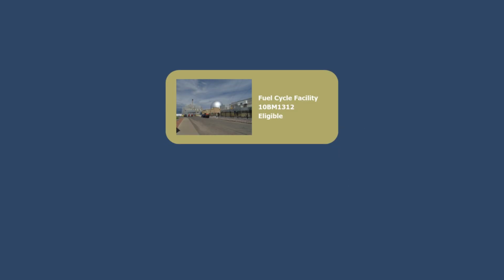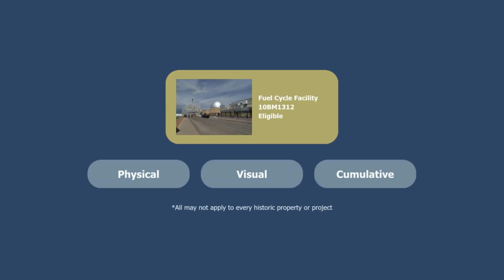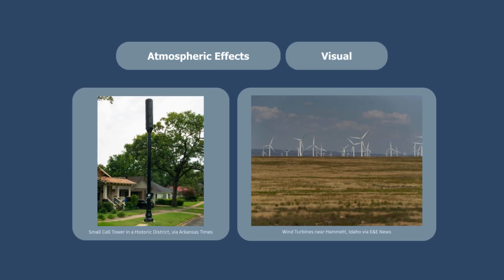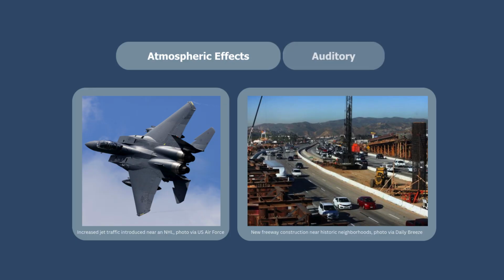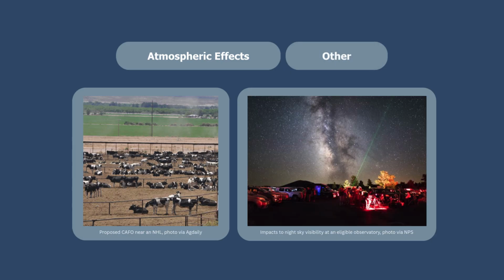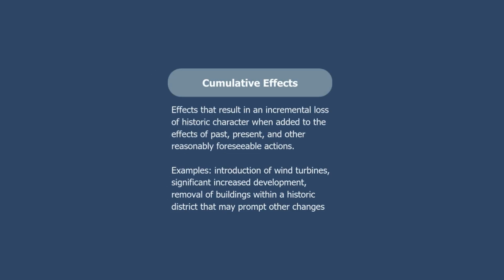It is important that project proponents evaluate all possible impacts the project may have on historic and archaeological resources. These may include atmospheric effects, which include visual, auditory, and in some cases even olfactory or other effects. Any of these effects could adversely impact the integrity of setting and feeling of a resource, even if they don't physically alter the resource. Project proponents should also consider what we call cumulative effects. Cumulative effects are those that may result in an incremental loss of a historic property's character over time.